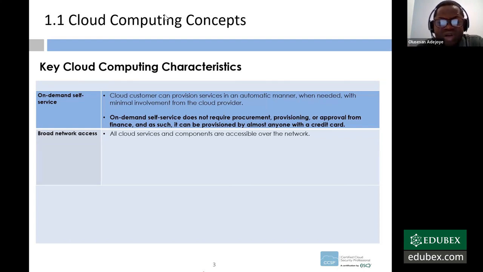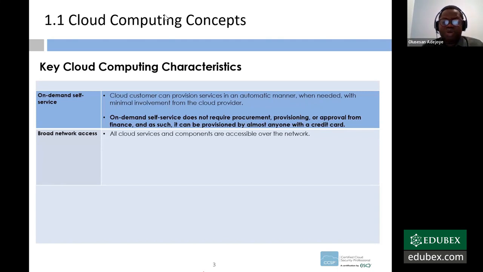All cloud services and components are usually accessible over the network. And that's why we define cloud computing to be the deployment of computing resources over the internet or over the network. Example, most of us, if not all, have a private email address. The private email address could be maybe your Yahoo or Gmail or Hotmail or whichever other mail you have. Now, these are classical examples of cloud computing.